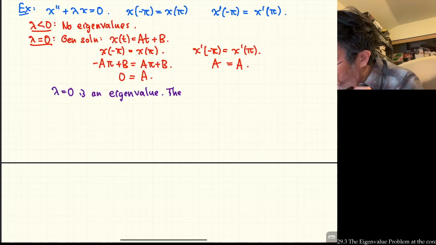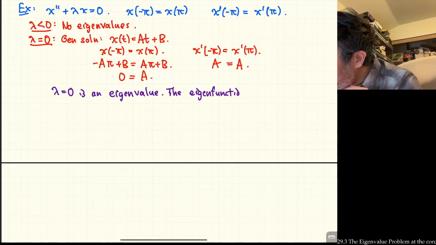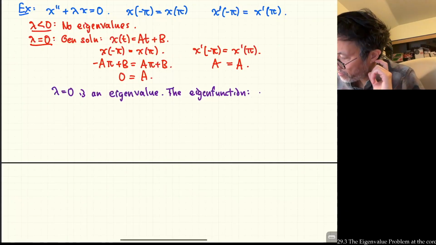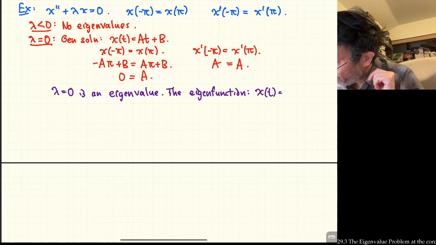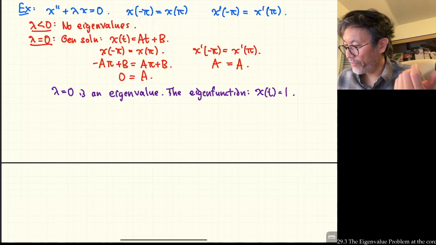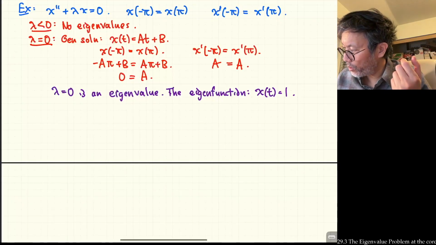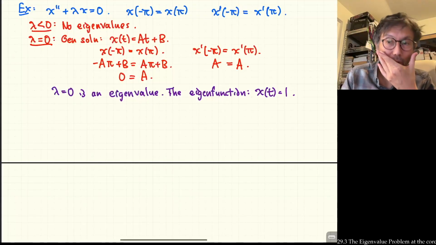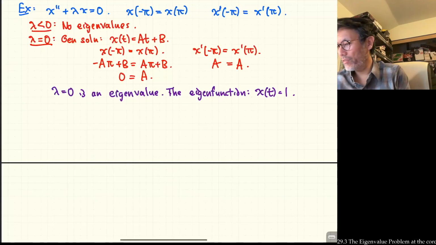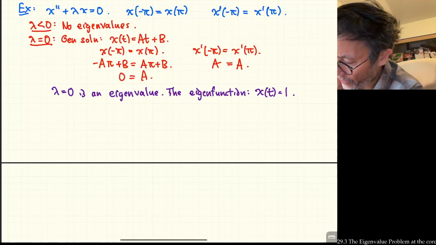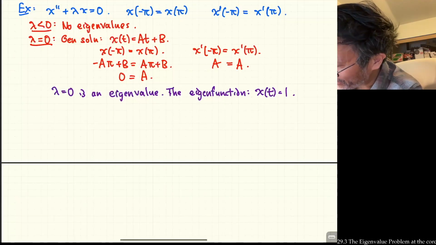And the associated eigenfunction, well, we can take b to be anything that we want as long as it's not 0. So let's just take it to be 1. The constant function 1. And you can check that if lambda is equal to 0, then x of t equal to 1 is indeed a solution to this boundary value problem. Okay? Great. So we found one eigenvalue, 0. Can we find any others? Well, crucially, yes, we can.